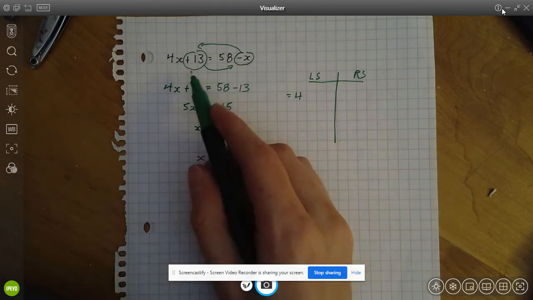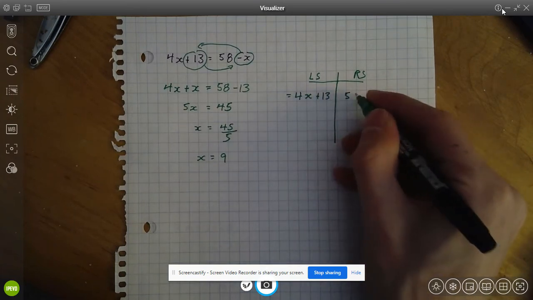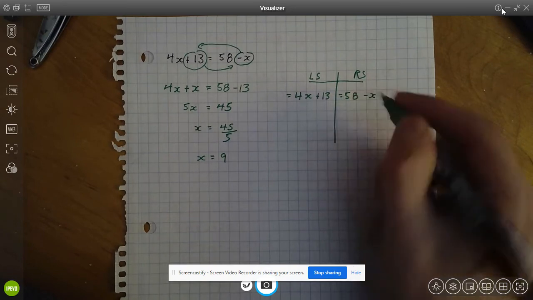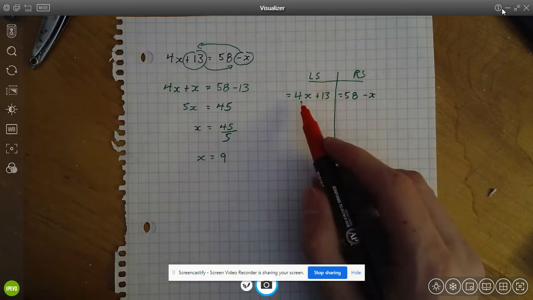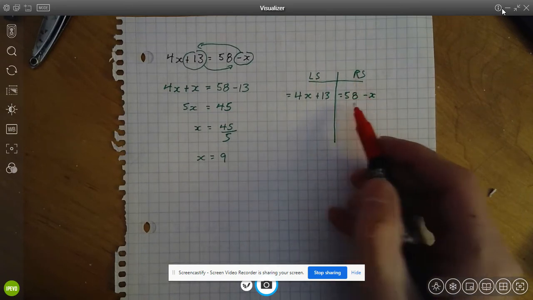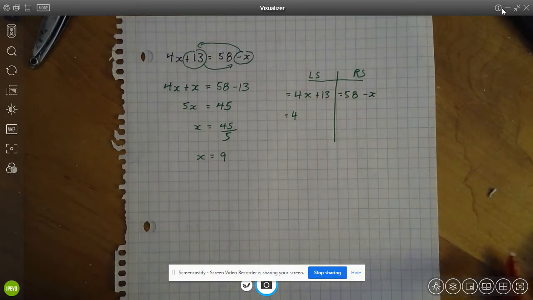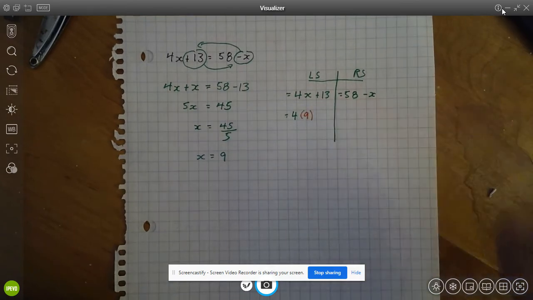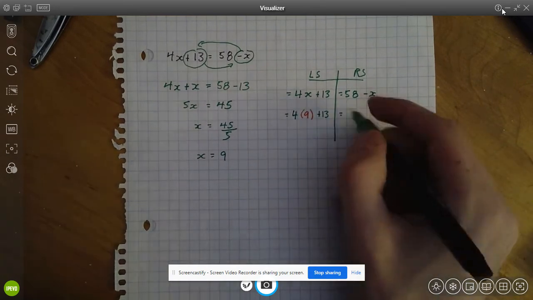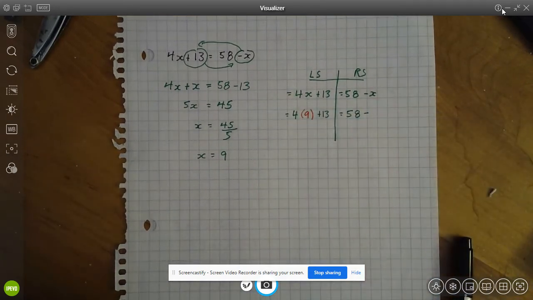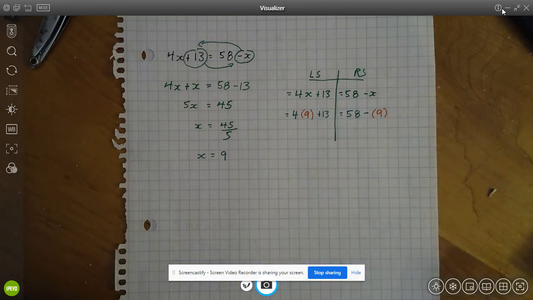So I'm going to split the original question into two expressions, my left side and my right side. And because there are two expressions, they'll each start with an equal sign. So I'm saying the left side is equal to 4x plus 13, and here I'm saying the right side is equal to 58 minus x. And then again, I'm going to substitute what I think the answer is. So in this case, I think my answer is 9. Everywhere I see x. And whenever we do substitution, we should always make sure to substitute in brackets, because that's going to avoid any confusion with negatives, with multiplication.